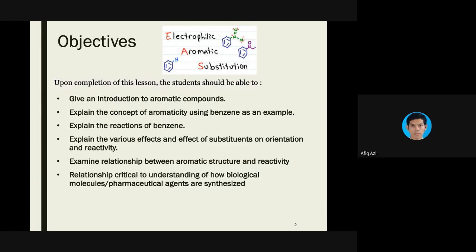Then after that, we're going to go into the reactions and the mechanism. Actually, the mechanism is quite simple. It uses the same general mechanism for all of the reactions involved, like halogenation, nitration, sulfonation, and so on. We will also see the various effects of substituents on the orientation and reactivity. This one we will continue next week.